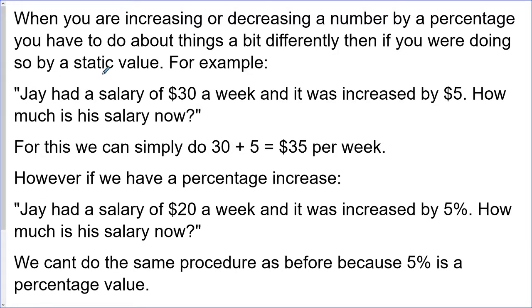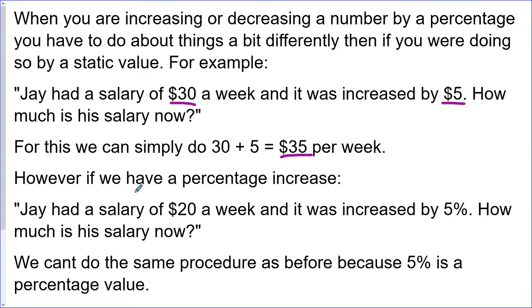Jay had a salary of $30 a week and was increased by $5. How much is his salary now? Well, that's just 30 plus 5, which is $35 per week now. So you just take the starting amount plus the increased amount and you get the new amount. A static number is pretty easy. But percent is a little different.